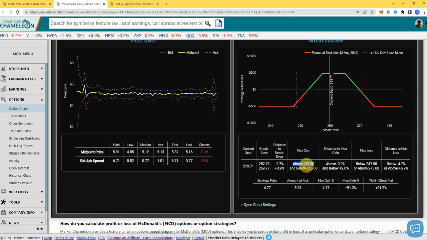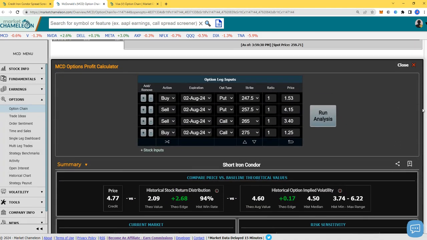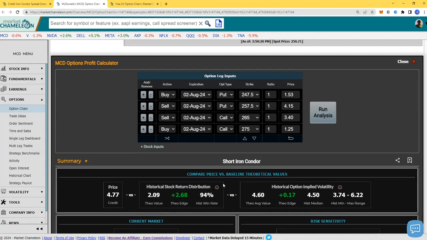Max gain is anywhere between 257 and 265. We are now, as I said, at 259, so exactly in the middle. So you still have a cushion, but again, the place that Market Chameleon shines is in the extra credit. I didn't say that they can't go down to below 247 or above 275, but all I said is that you are collecting, look at this, more than double, like 150% more than what you should have collected based on history.